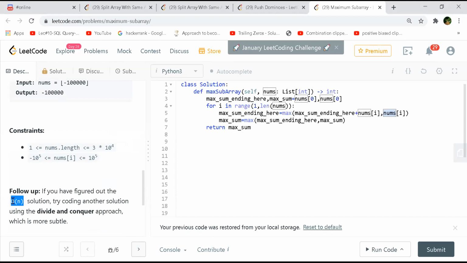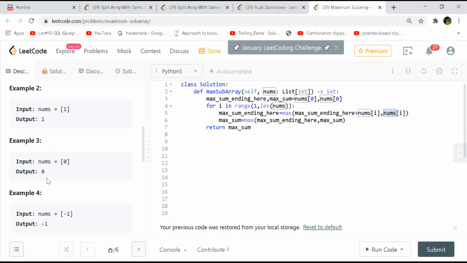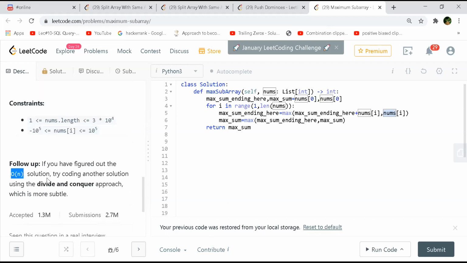Yes, it will be n log n, but they just want to see whether you can think about divide and conquer for this problem. The reason is that everyone knows Kadane's algorithm, so now they want to move beyond it. Yeah, exactly. Okay.